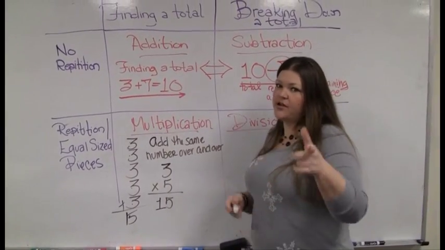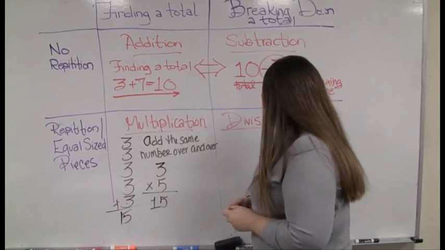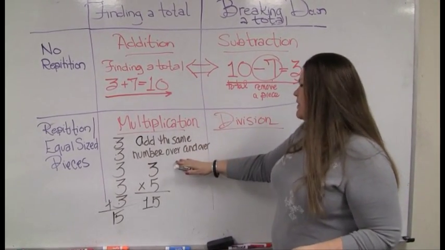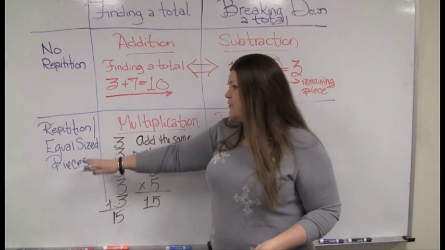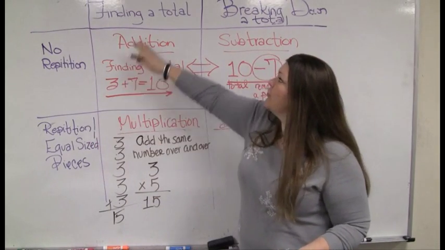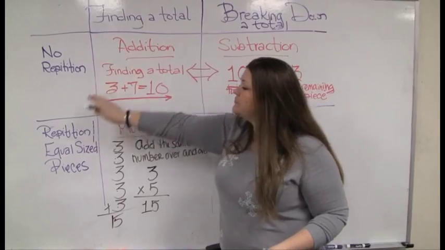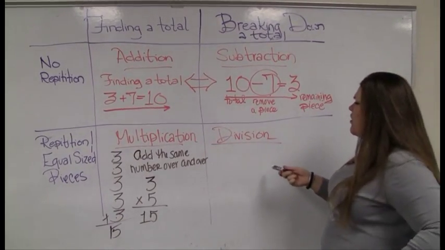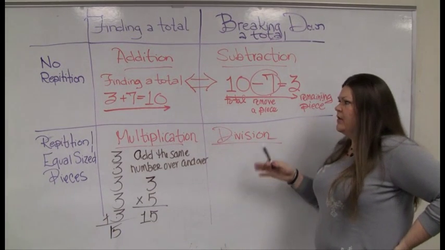If you don't have it memorized, go back and practice it in Quizlet, guys. You should know your 5 times tables. But what I want to point out to you is that multiplication is just repeated addition, or it's finding a total with repetition. Okay? Now, this is the one that stumps the most people.